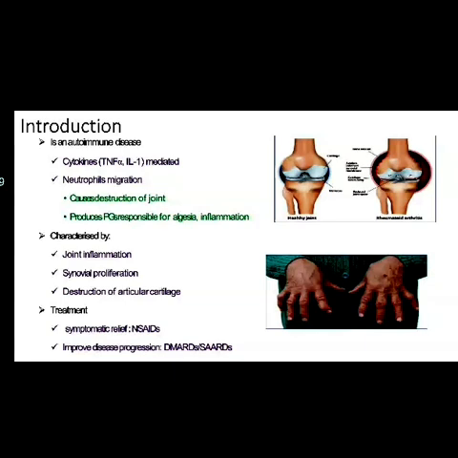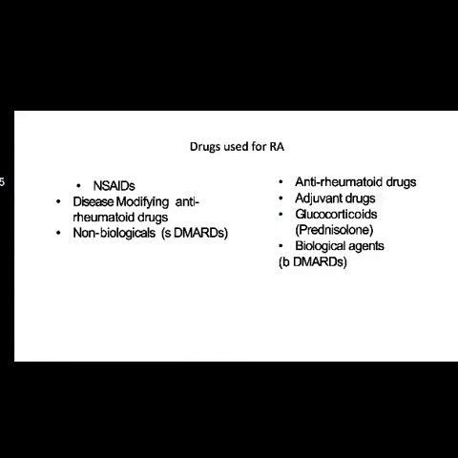What are the treatment options? The treatment of rheumatoid arthritis is basically divided into two classes. One is symptomatic relief. The second is improving the condition of the patients by reducing the disease progression. In the first case, symptomatic relief, the drugs used are non-steroidal anti-inflammatory drugs, whereas the second agents, which can control disease progression, are disease-modifying anti-rheumatoid drugs or slow-acting anti-rheumatoid drugs.